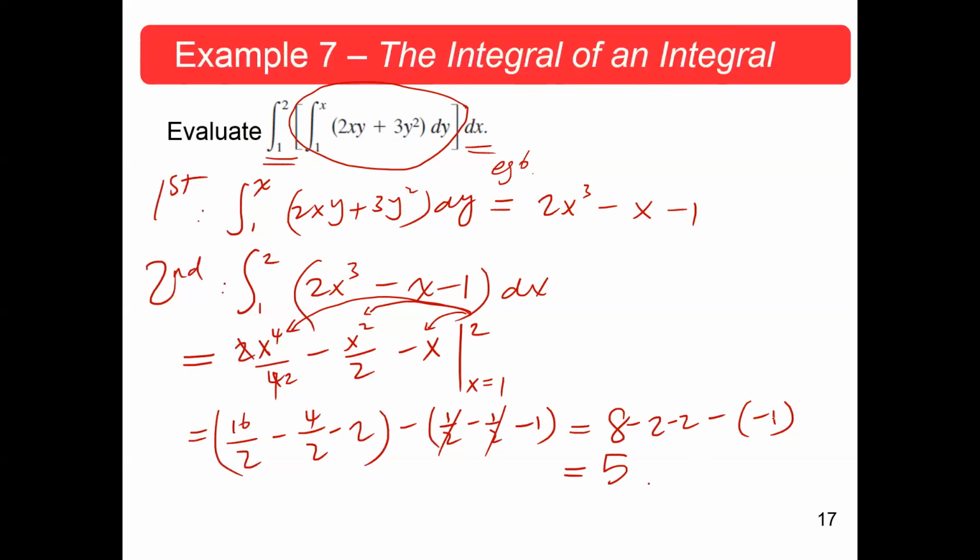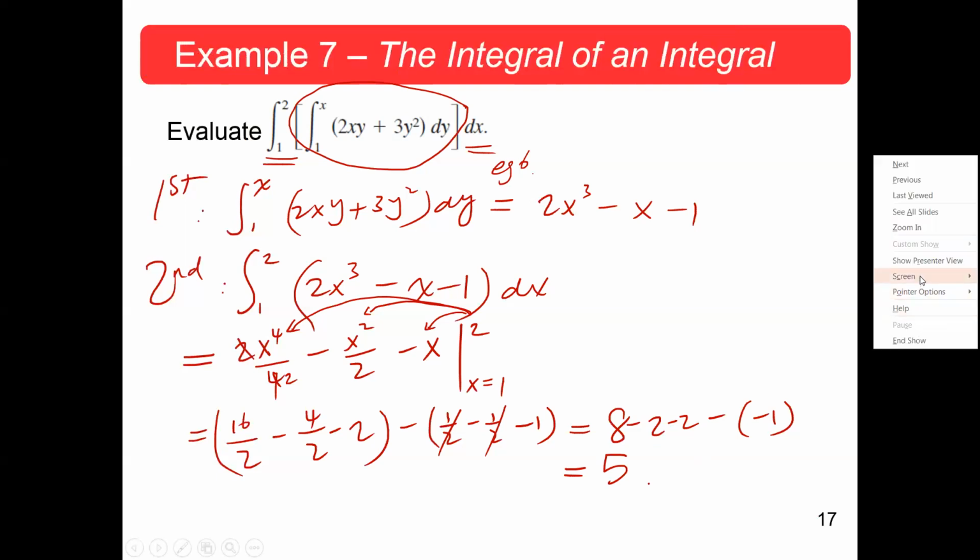Any question for this problem, folks? No, it makes sense to me.